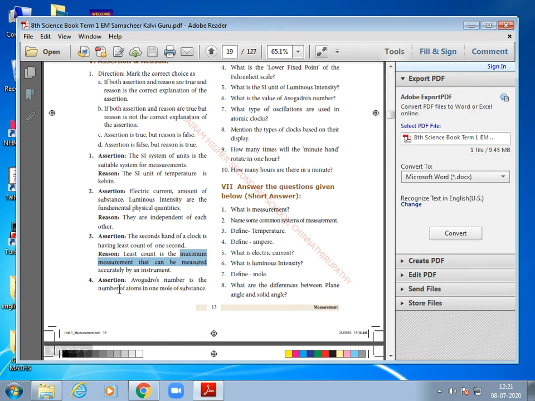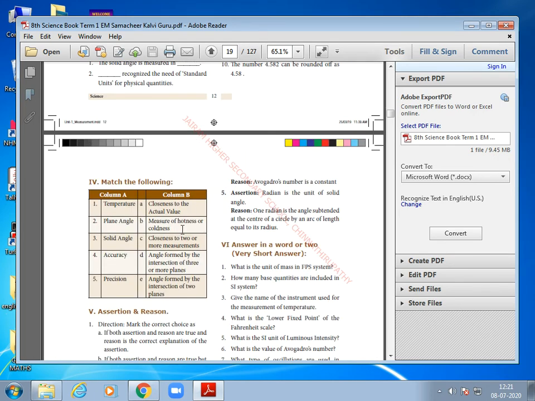Okay, next, fourth question, on the Avogadro number. Assertion: the Avogadro number is the number of atoms in 1 mole of a substance. Reason: Avogadro's number is a constant. Okay, answer is A. Option A means both assertion and reason are true and the reason is the correct explanation of the assertion.